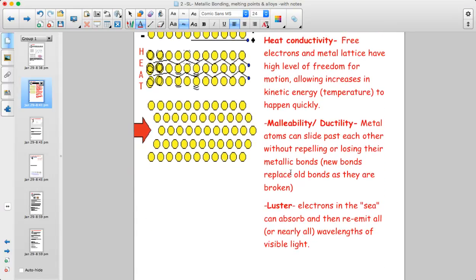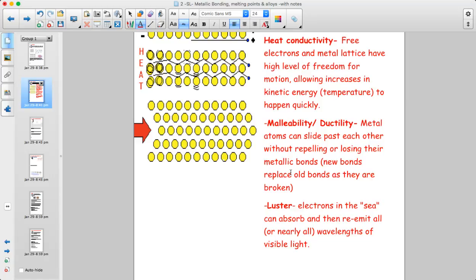They are malleable, which means that if you apply a force to them, the metal atoms can actually slide past each other without repelling apart, because even when they're changing positions, the attractions between the metal ions and the delocalized electrons remain in place. So it allows metals to be shaped without breaking apart.